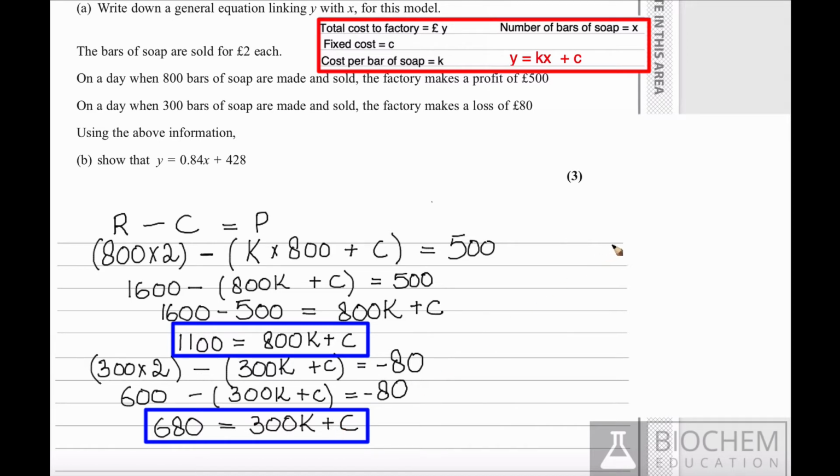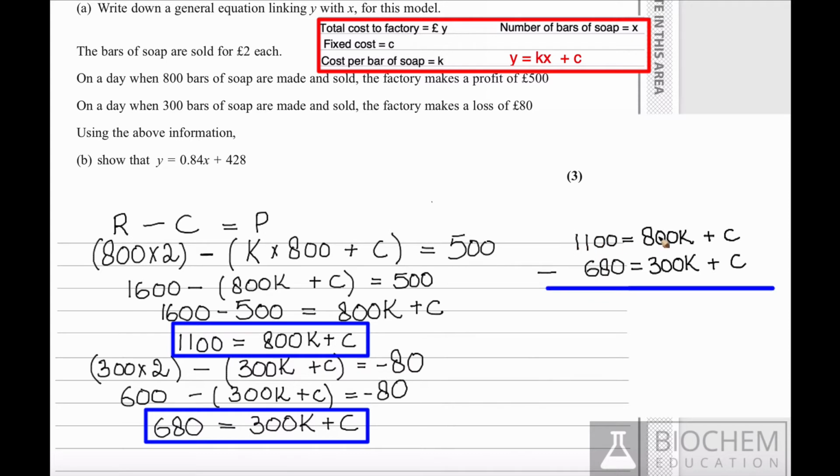So writing these equations down here, we can subtract the bottom equation from the top equation. So 1100 minus 680 will give us 420 equals 800 minus 300 will give 500k, and c minus c is 0. So therefore k equals 420 divided by 500, which comes out to be 0.84.